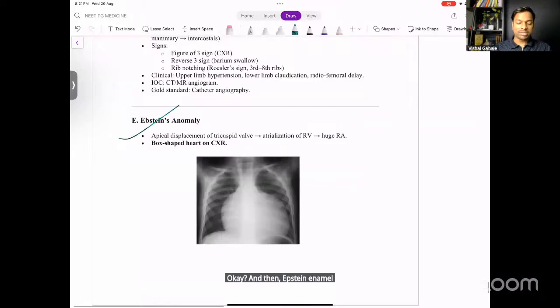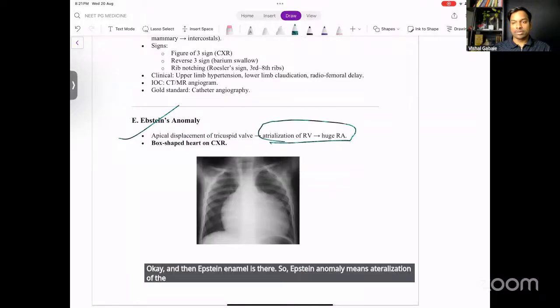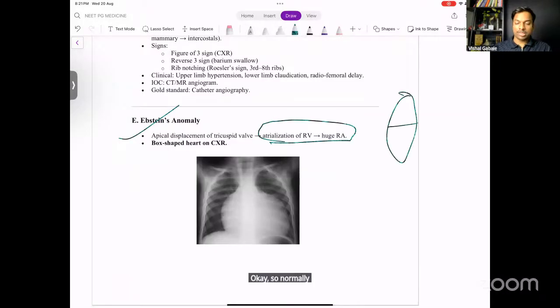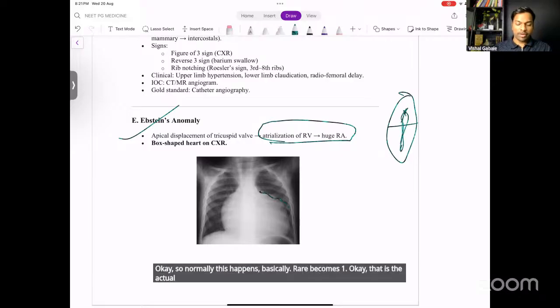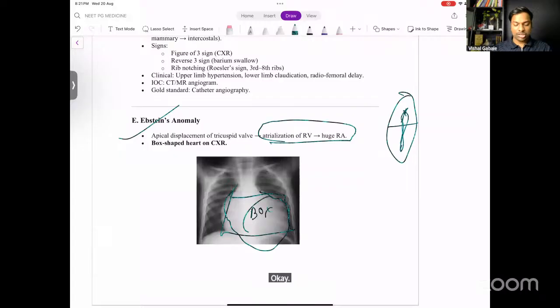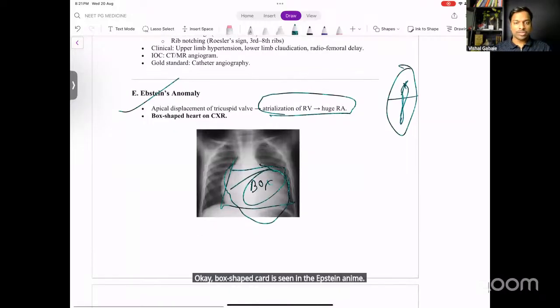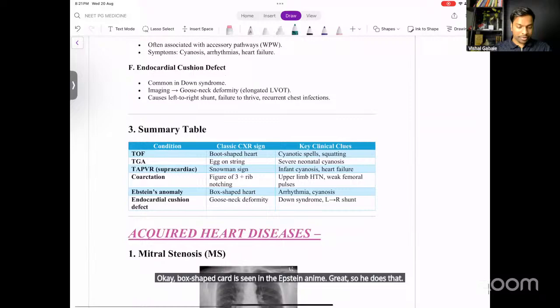So Ebstein anomaly means atrialization of the right ventricle. Normally this happens basically: RA and RV become one. That is the atrialization of the right ventricle, giving rise to this kind of big heart, also called a box-shaped heart. Okay, box-shaped heart is seen in Ebstein anomaly. Right, so here is that.